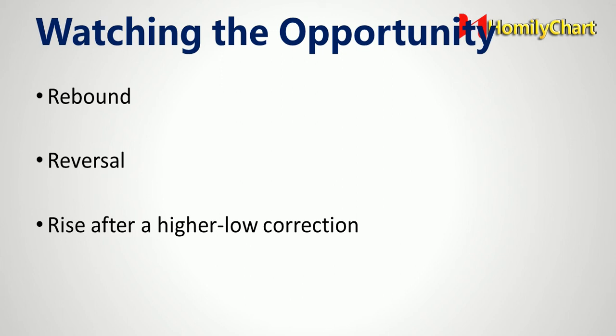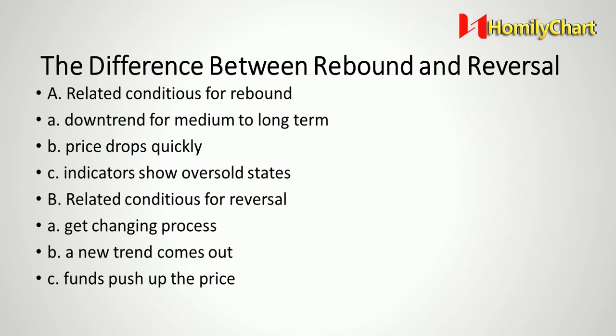The next one, rise after higher low correction. So if you want to judge whether the market has opportunity or not, you can use the three methods. The first one, rebound. The next one, reversal. The last one, rise after a higher low correction. Okay, so I will teach you how to watch the opportunity according to these factors. Firstly, let's see the difference between rebound and reversal.